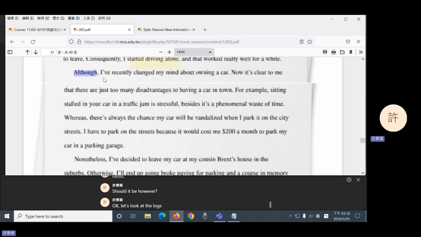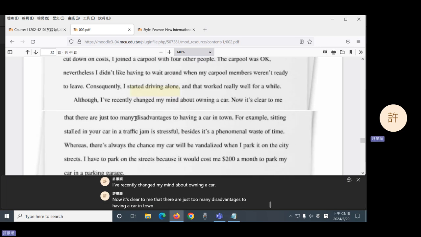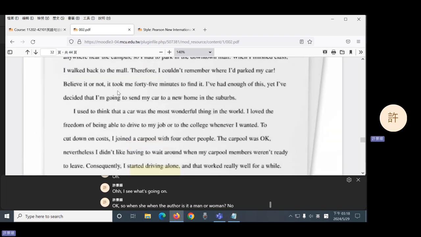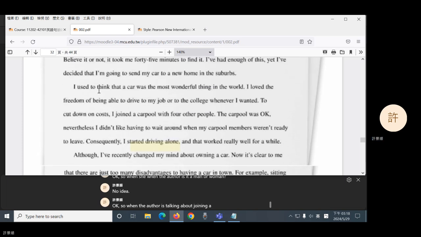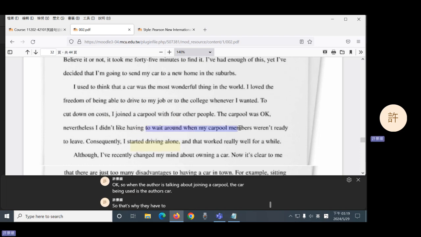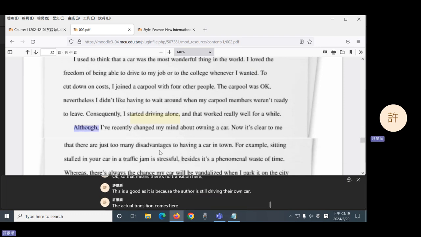Okay, let's look at the logic of this sentence. I've recently changed my mind about owning a car. Now it's clear to me that there are just too many disadvantages to having a car in town. So having a car is a bad thing. Oh, I see what's going on. Okay, so when the author, is it a man or a woman? No idea. Okay, so when the author is talking about joining a carpool, the car being used is the author's car. So that's why they have to wait for the other members, because they're the one driving. Okay, so that means there's no transition here. This is good as it is, because the author is still driving their own car. The actual transition comes here. However, I've changed my mind about owning a car.